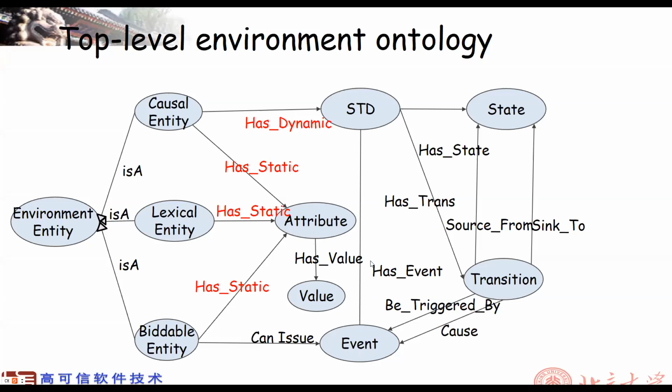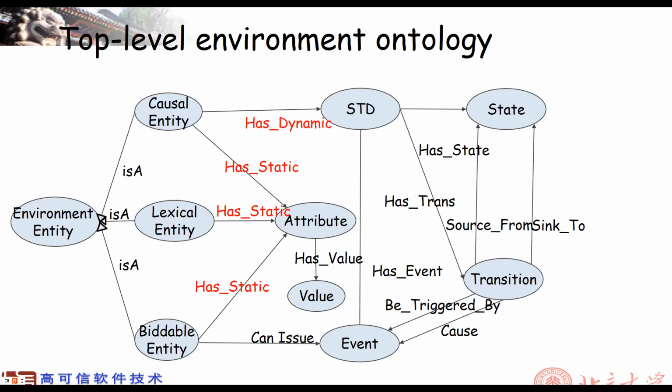And the second is the causal entity. For the causal entity, we will use a state transition diagram to describe it. The state transition diagram has states, has transitions, and also these transitions can be triggered by events. So this is all the concepts and the associations among these concepts. This is what we call the environment model.